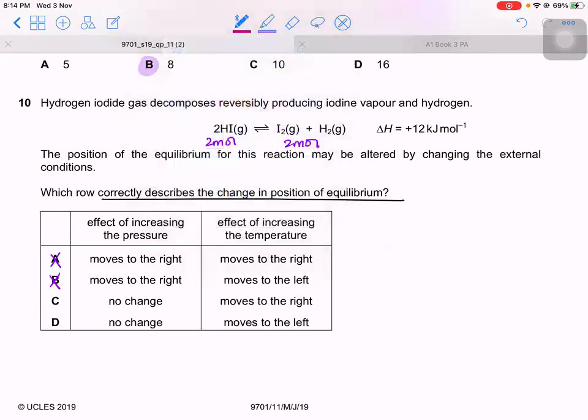Let's see the second option right here. Effect of increasing temperature. Forward reaction is endothermic. If you increase temperature, the system will try to decrease it. It will favor the endothermic side, which in this case is the forward reaction. So equilibrium will shift to the right. Therefore, the answer is C.